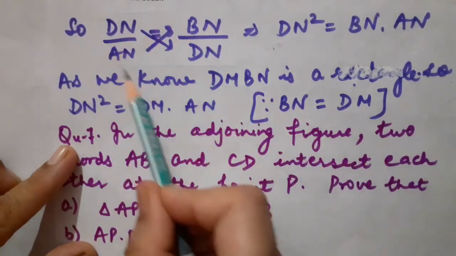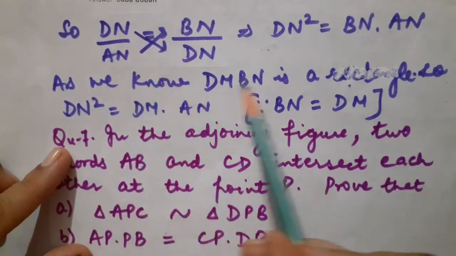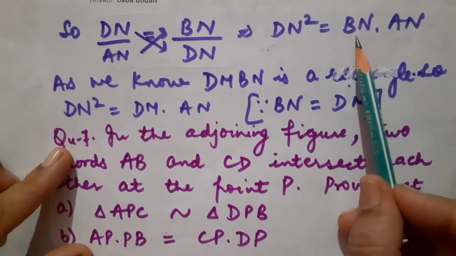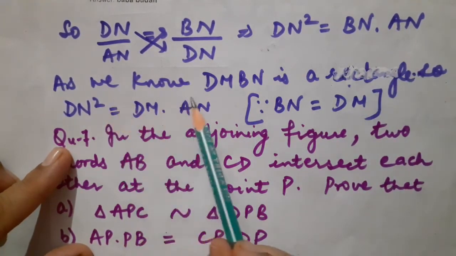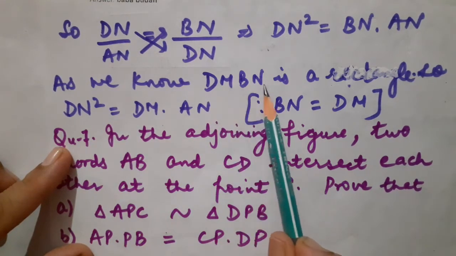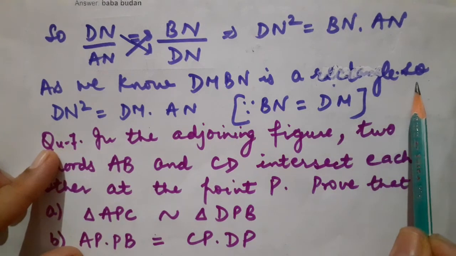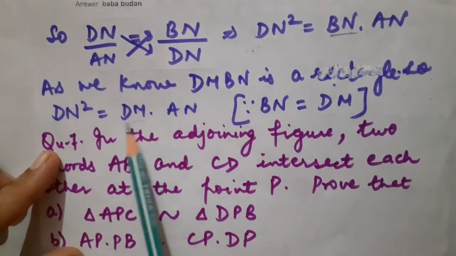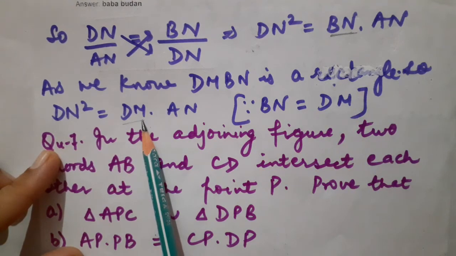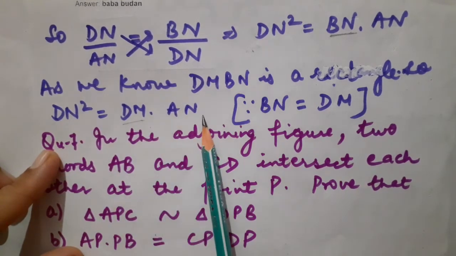Here is the relation between the corresponding sides. Correct? So now by cross multiplying, I have got DN square is equal to BN into AN. As I have just proved that DMBN is a rectangle, definitely this BN will be interchanged by DM because they both are opposite sides of each other. So DN square is equal to DM into AN.